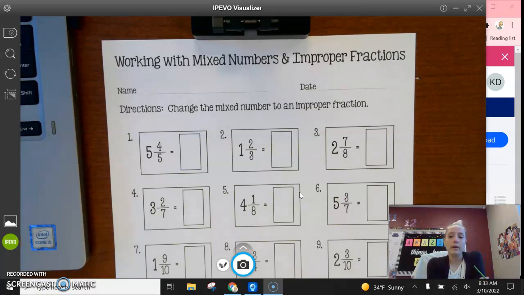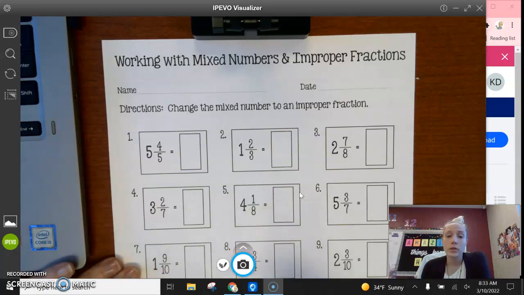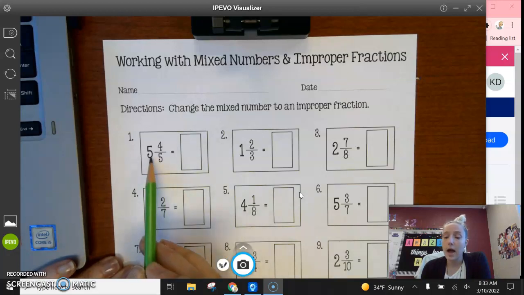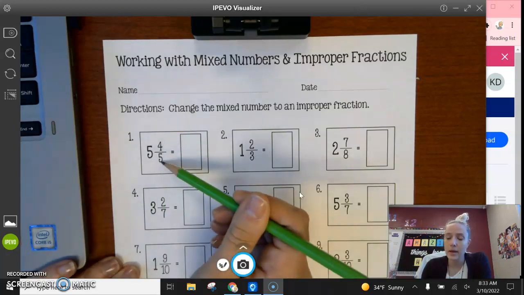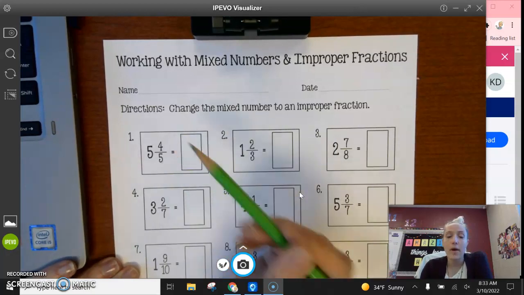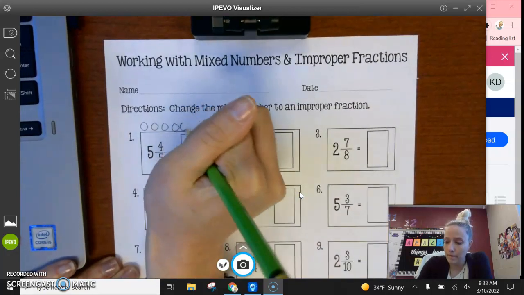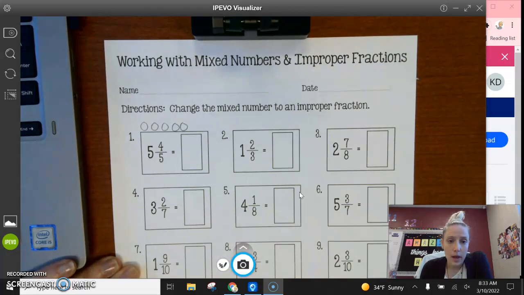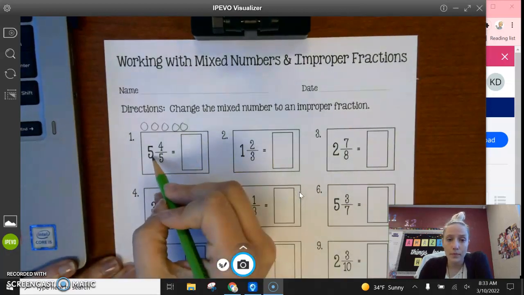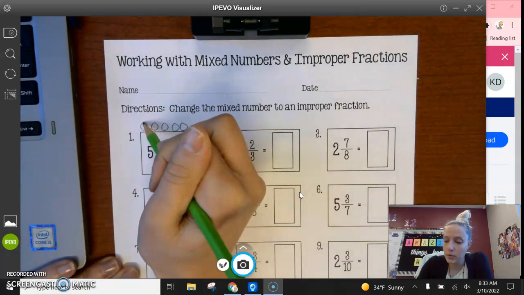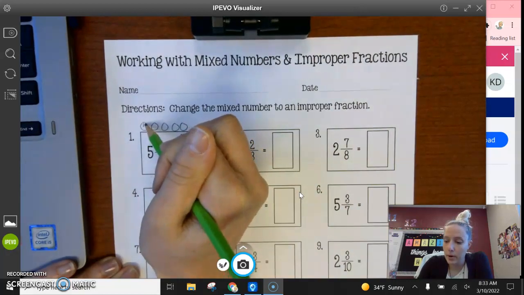Okay, we've spent a while now talking about how to change a mixed number into an improper fraction, and we talked about two ways we can do this. You can do the 5 whole, so you're going to look at your denominator, and right now my denominator is 5. So if I were going to draw this out, I would draw 1, 2, 3, 4, 5 circles. That's 5 whole, and each one of those is cut into 5 different parts.